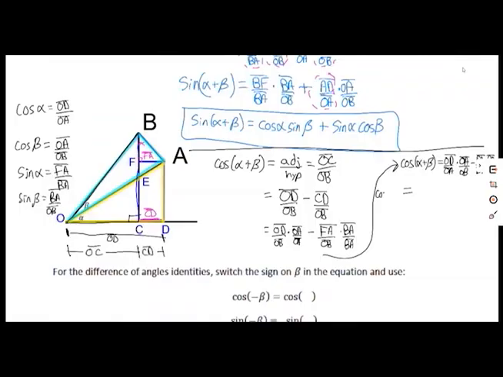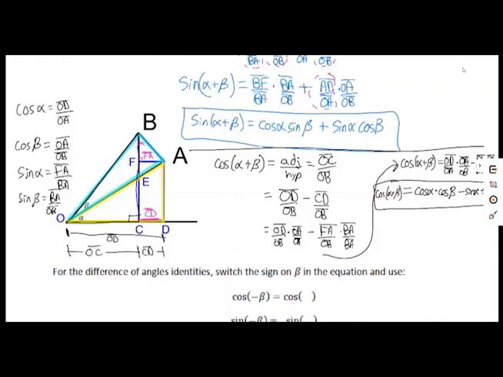And so I get that the cosine of alpha plus beta, so OD over OA is the cosine of alpha, OA over OB is the cosine of beta, and then we're subtracting, and I get the sine of alpha, and BA over OB is the sine of beta, and that is my sum of angle identity for my cosines.